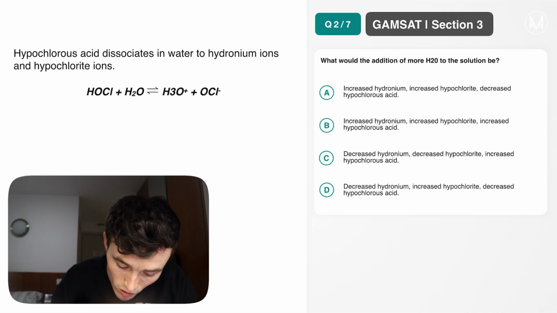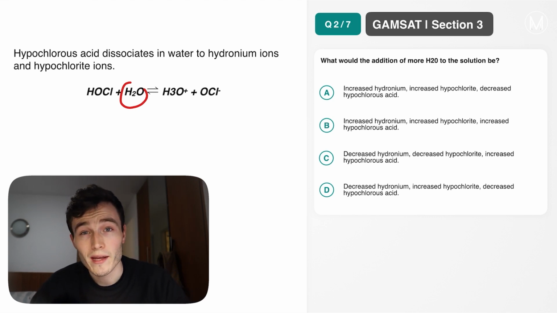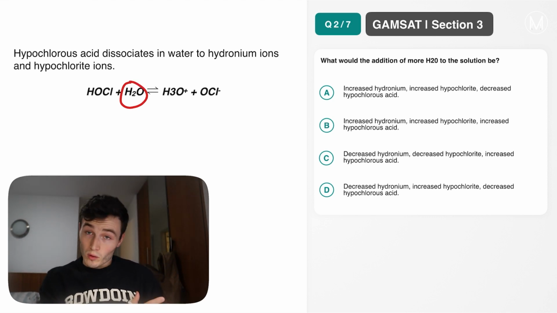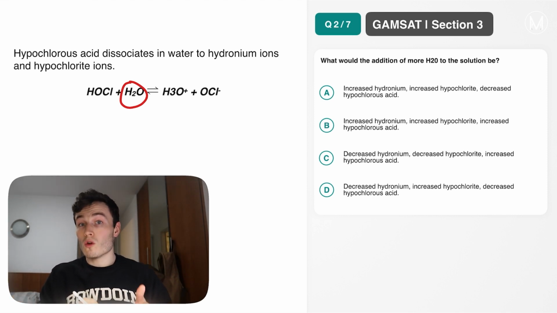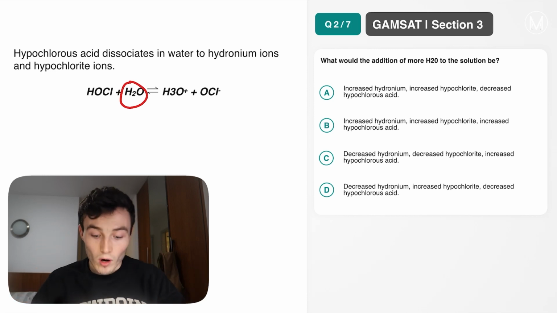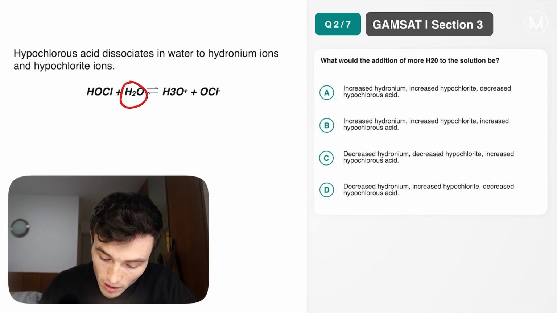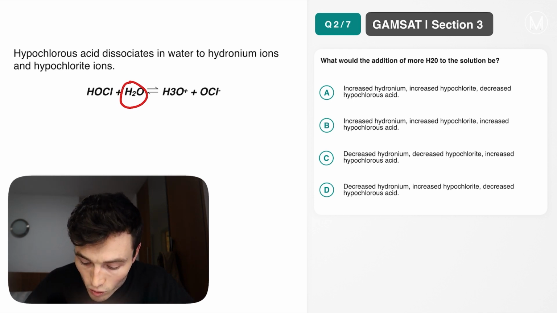In this case, of course, we've got our water here. So we're going to add more water to the solution. This time, all we're doing is shifting it the other way. We're adding something on the left. We want to restore equilibrium. So we now need to shift to the right in order to use up more of that water to restore the levels that we required in the first place. So what does that mean? Well, it means a couple of things. If we look at the answer at A, for example, increased hydronium.